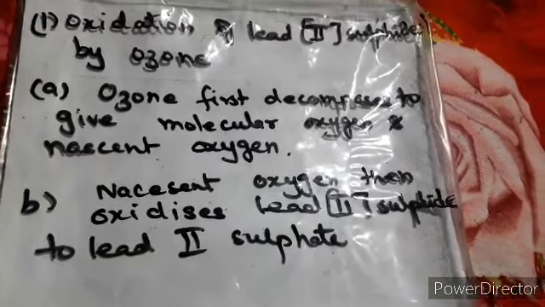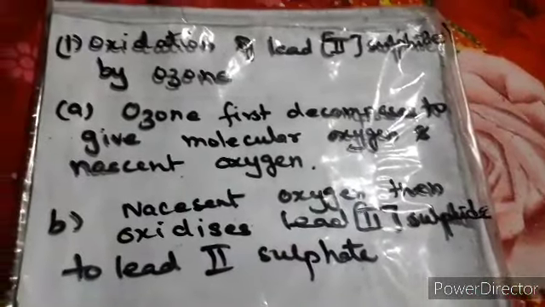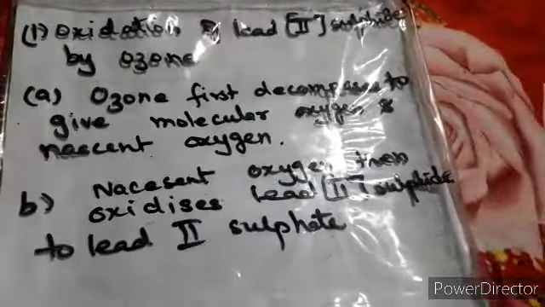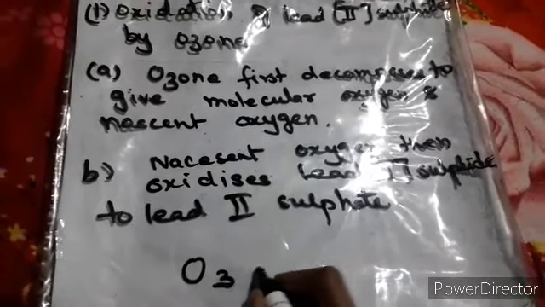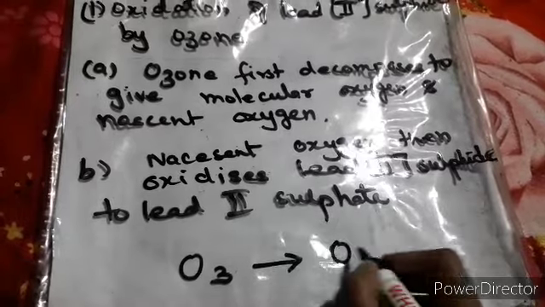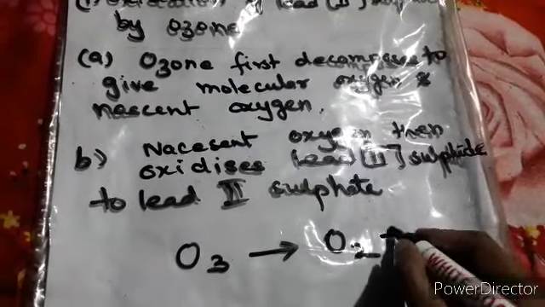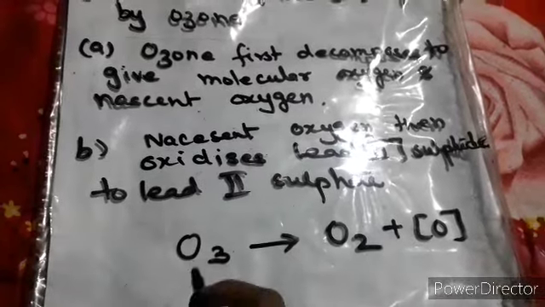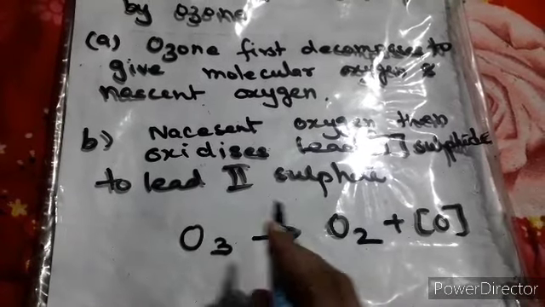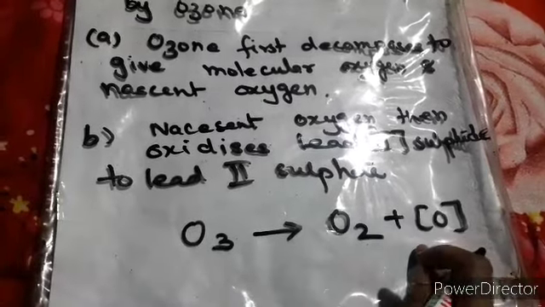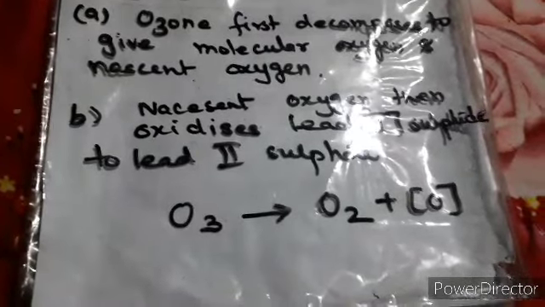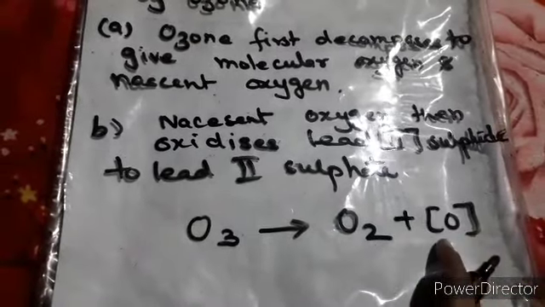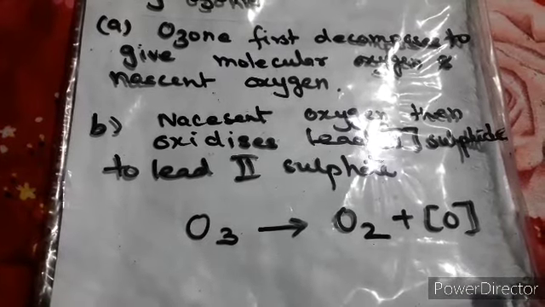Now we have to focus on the first part, and we'll see how this takes place. What happens when ozone decomposes? So what I'm writing, the first one: ozone when it decomposes gives you molecular oxygen, oxygen gas, and it gives you nascent oxygen. Now we will see the second step. Whenever you talk about nascent, it means a single atom of that particular element. So here oxygen is there, so we write the oxygen atom in square brackets. If some other element was there, maybe chlorine, the same would apply.